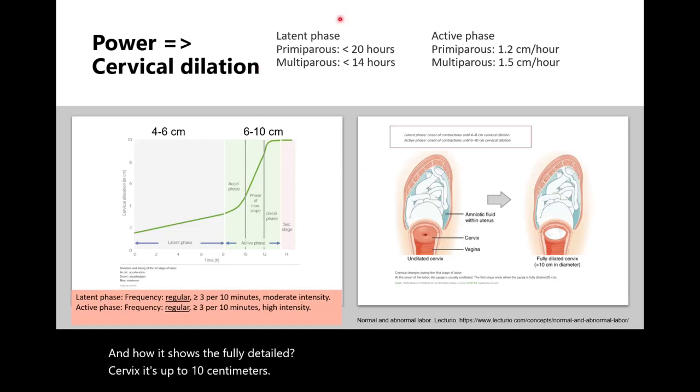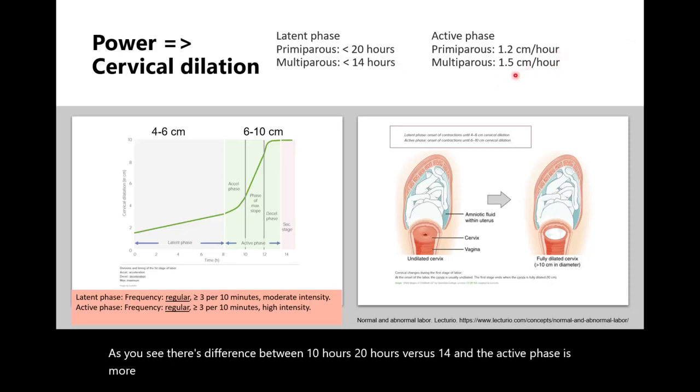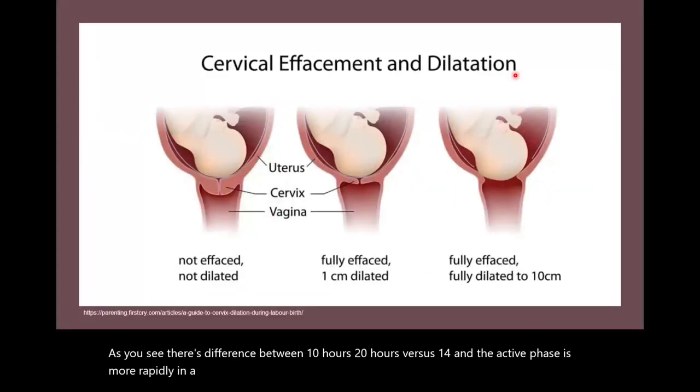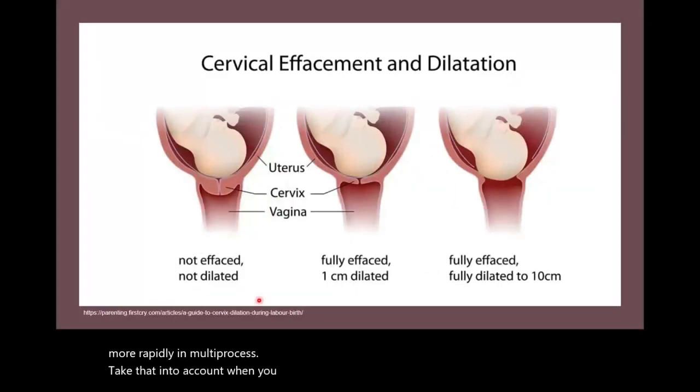These phases, active and latent, have different durations depending on whether the patient is in labor for the first time or is multiparous. As you see, there's a difference between 20 hours versus 14, and the active phase is more rapid in multiparous. Take that into account when you ask a patient: have you been in labor before?